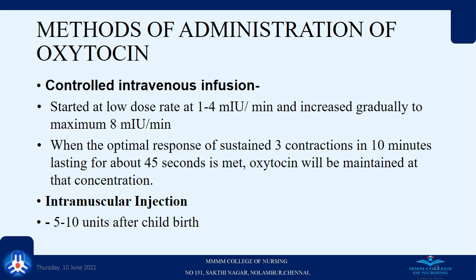So when we are administering the intravenous infusion, if the mother is getting 8 drops per minute, and the contraction is 3 contractions in 10 minutes, each lasting for 45 seconds, we have to continue with the 8 drops itself. We should not increase or decrease the oxytocin. With that itself the mother is getting enough contraction, so we have to maintain that rate. So this is how we will be administering in the intravenous infusion.